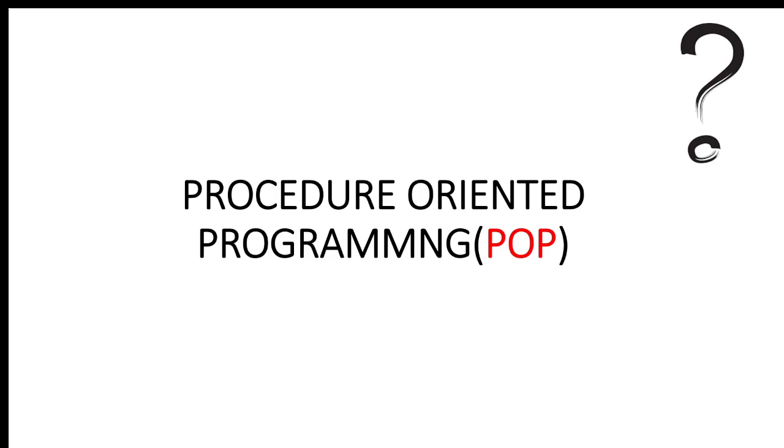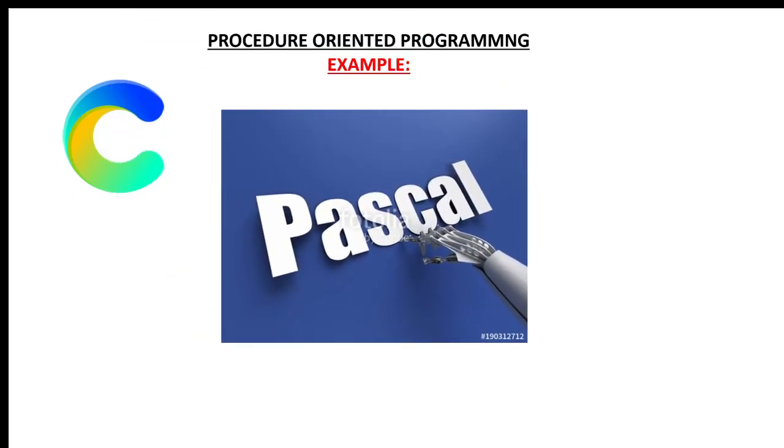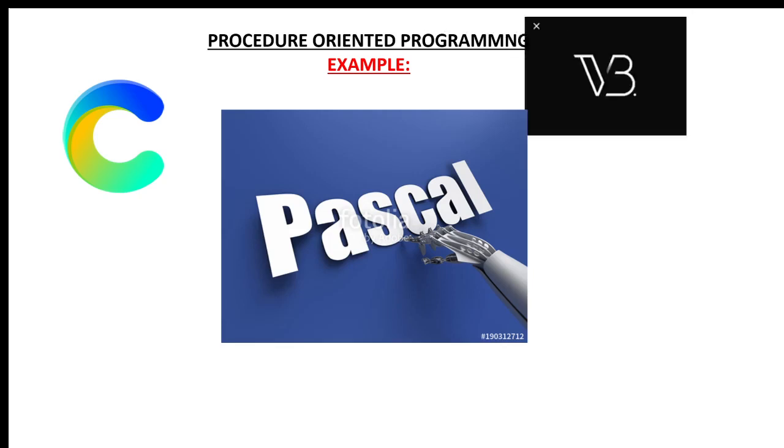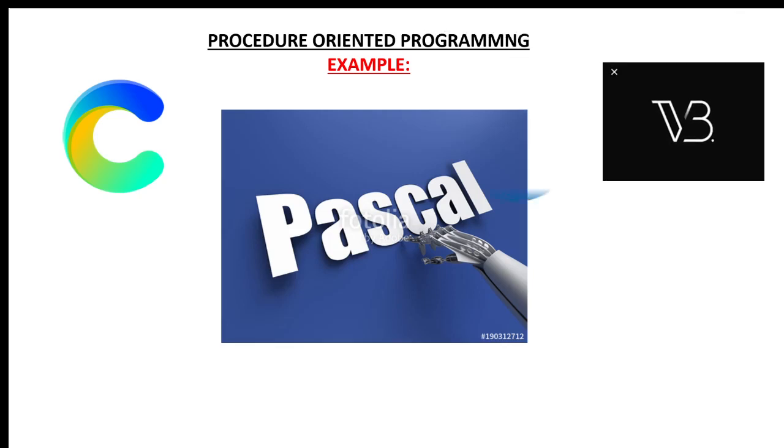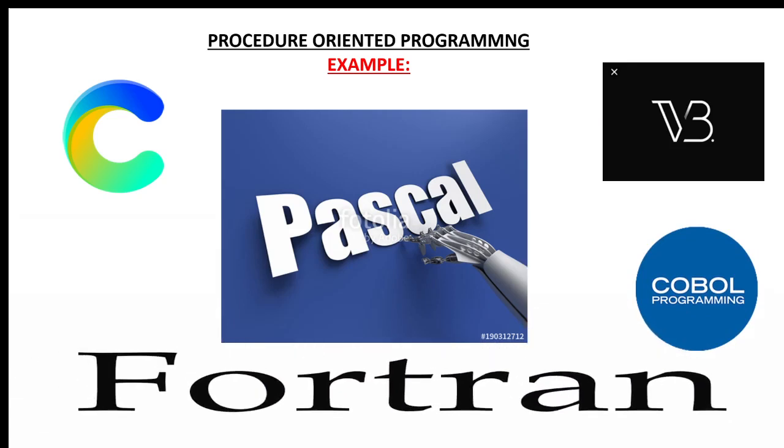Now let me show you some programming languages of POP. For example, C is a high level programming language and it is procedure oriented, emphasizing functions. The second one is Pascal, which is also procedure oriented. The third one is Visual Basic, then COBOL, common business oriented language, and the last one is Fortran, formula translation. So these languages are examples of procedure oriented programming language.